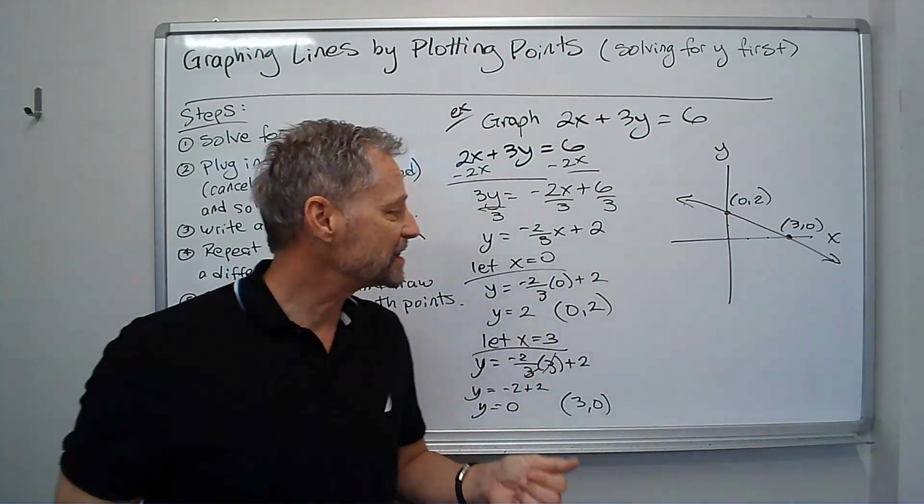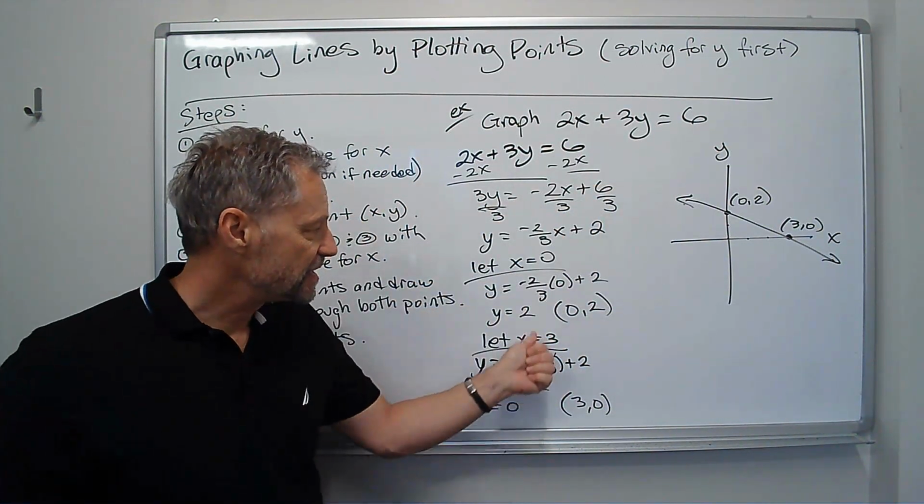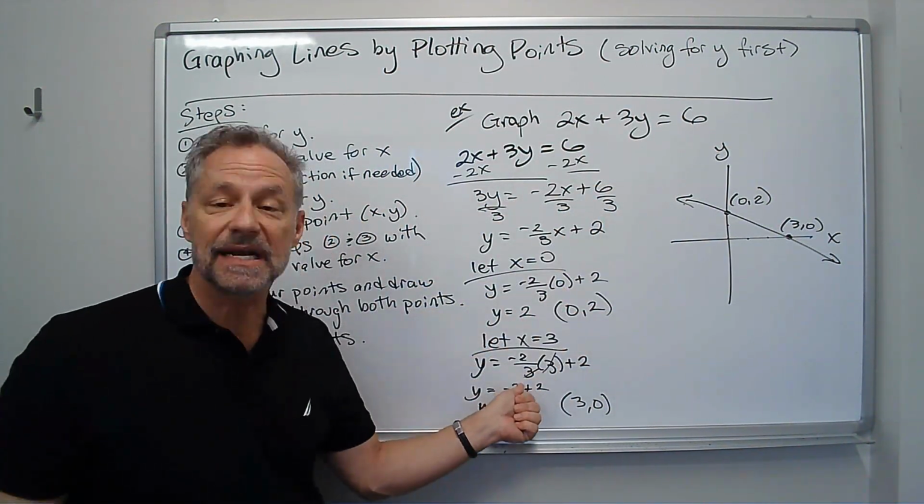It comes out pretty quickly. Just make sure if you do this, you pick a value to plug in for x that's going to cancel out the denominator.